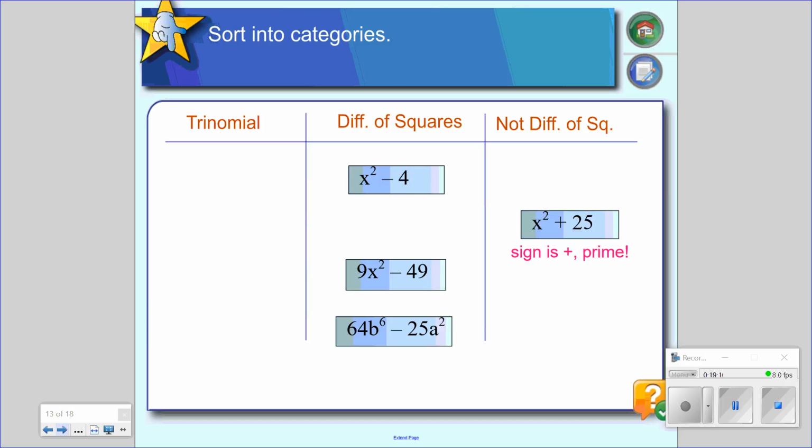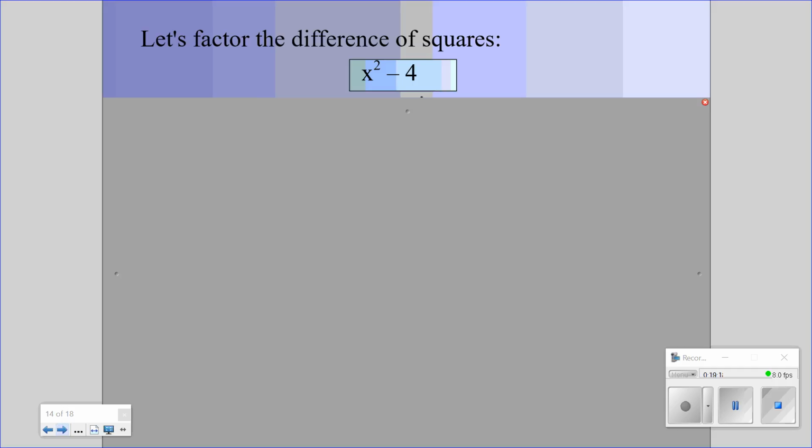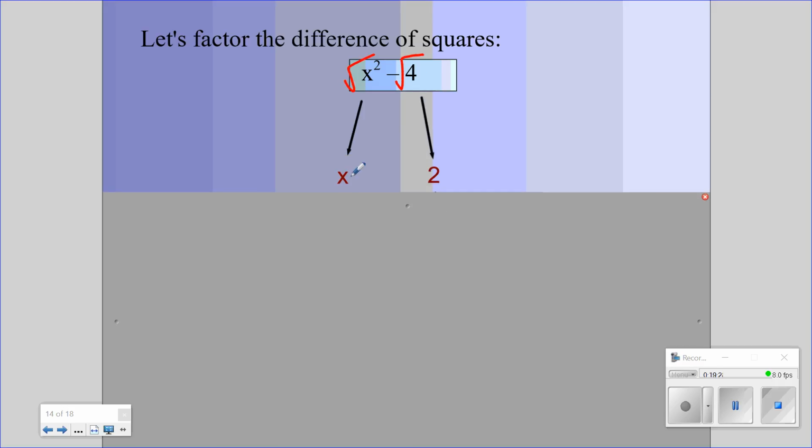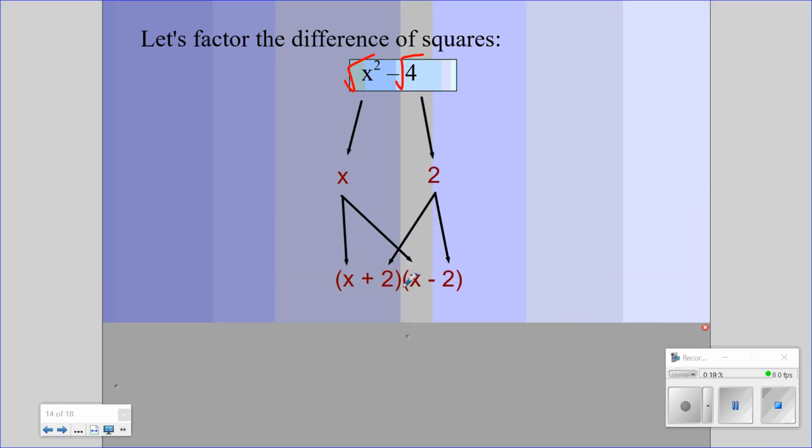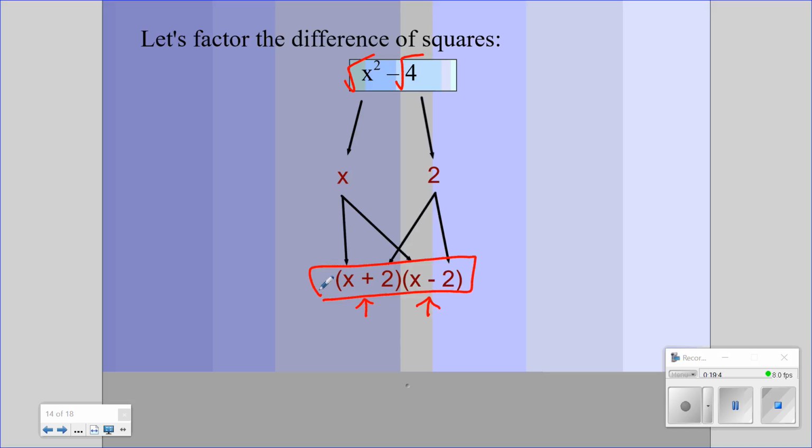Let's practice factoring those now that we've identified which ones can be factored as difference of squares. So the method is we take the square roots of the parts, so square root of x squared is x, square root of 4 is 2. Those pieces make up the parts of your binomials. One binomial gets a plus sign and the other gets a minus. It doesn't matter which one's which.